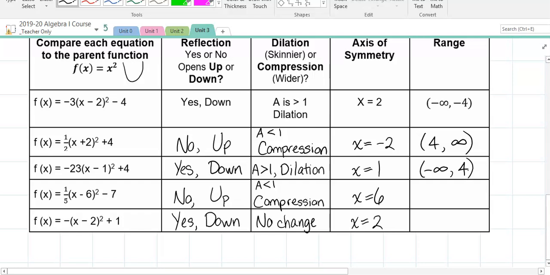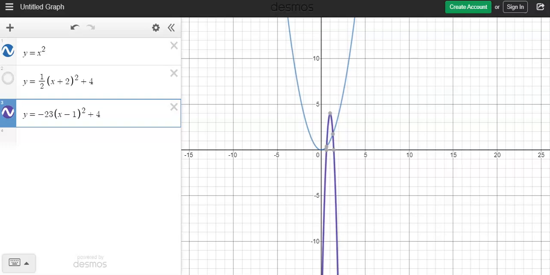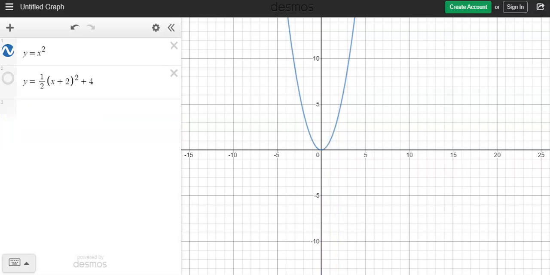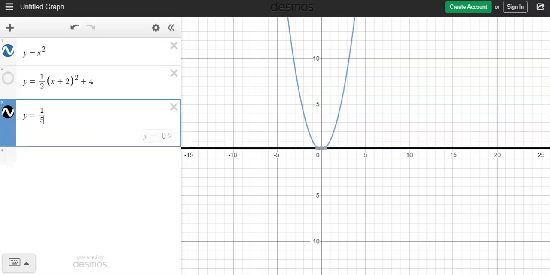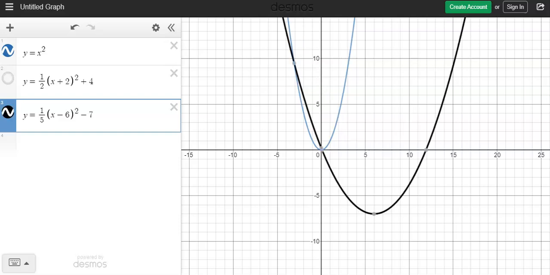Finally, this will be the last one we do. I'll trust that you can do the last one without the graph. Y equals 1/5 times the quantity x minus 6, squared, minus 7. There it is. It's wider than the parent function. It has moved right 6 and down 7.